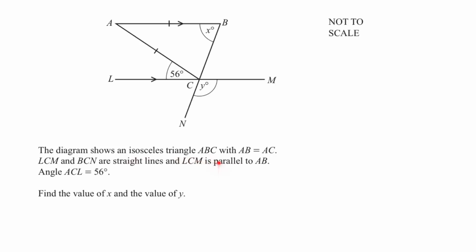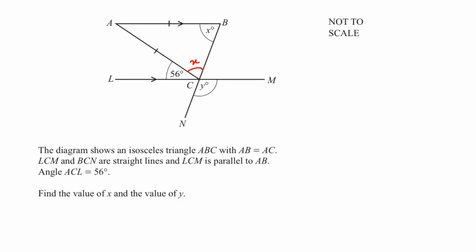The diagram shows an isosceles triangle ABC with AB equal to BC. AB is equal to BC. Therefore, the opposite angles will also be equal. So this angle is going to be X. We have also been told that LCM and BCN are straight lines, and LCM is parallel to AB. So BCN cuts the lines AB and LM. It's a transversal. Angle ACL is 56. Find the values of X and Y.